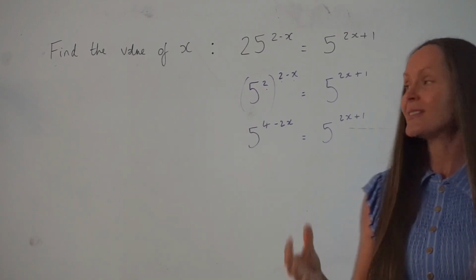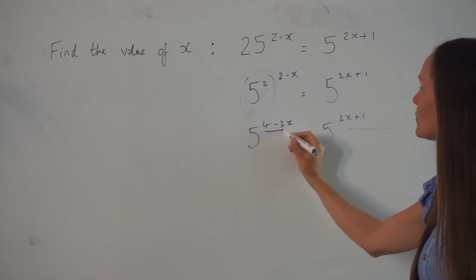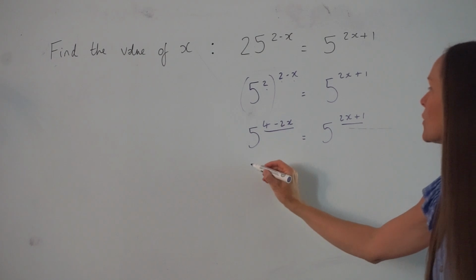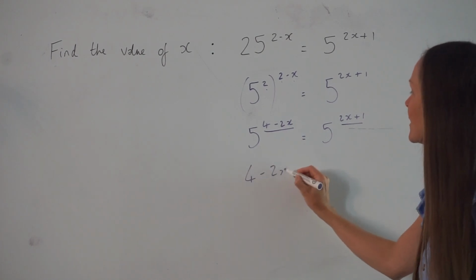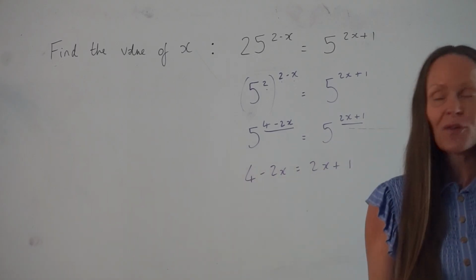So now we have the same base number on both sides of the equation, which means these powers have to equal each other. So now the equation just becomes 4 minus 2x equals 2x plus 1. And now we solve this equation for x.